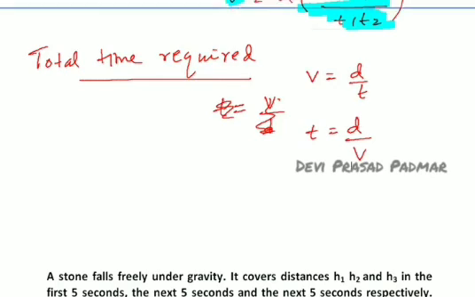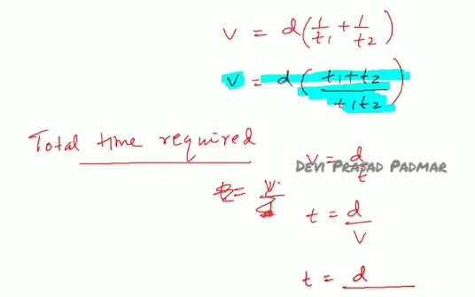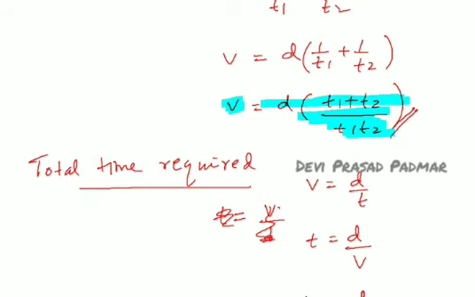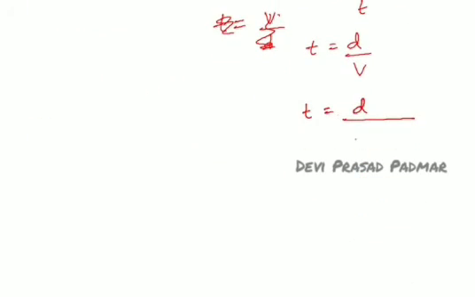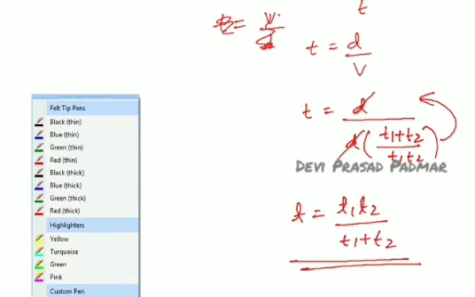Now just substitute the values. You know the total speed and you know the total distance. The total distance is nothing but d itself. The total speed is what we got here. Just substitute the value of that, so that is d divided by d into (t1 plus t2) divided by t1 t2. If you simplify, d gets cancelled, and taking the denominator to the numerator, you will get the final answer: t1 t2 divided by t1 plus t2. Okay, so this is our answer.